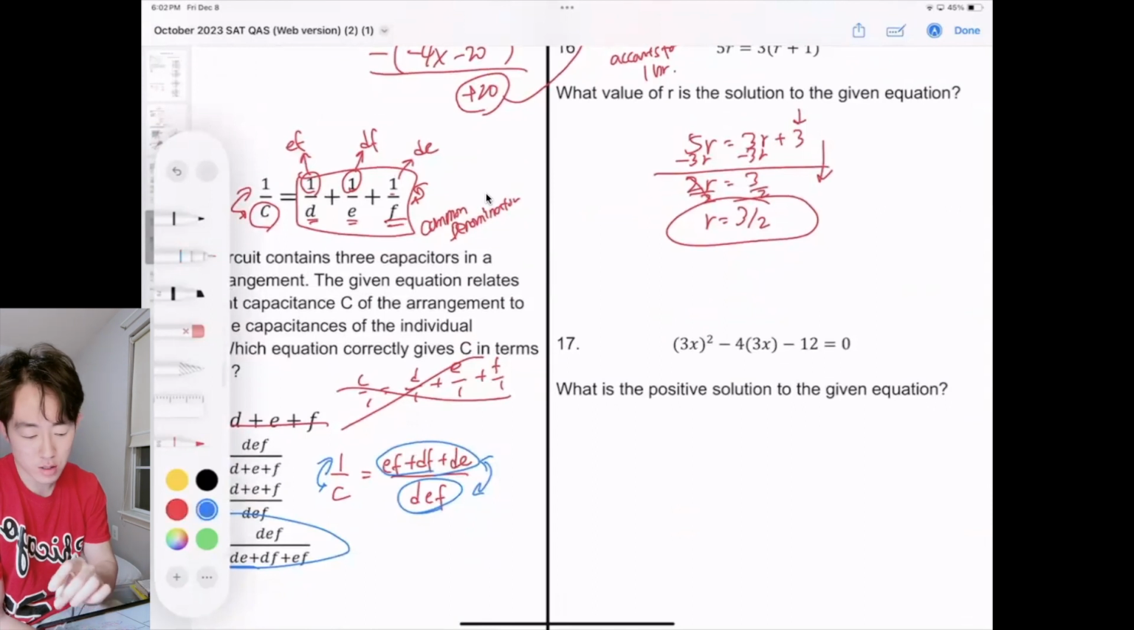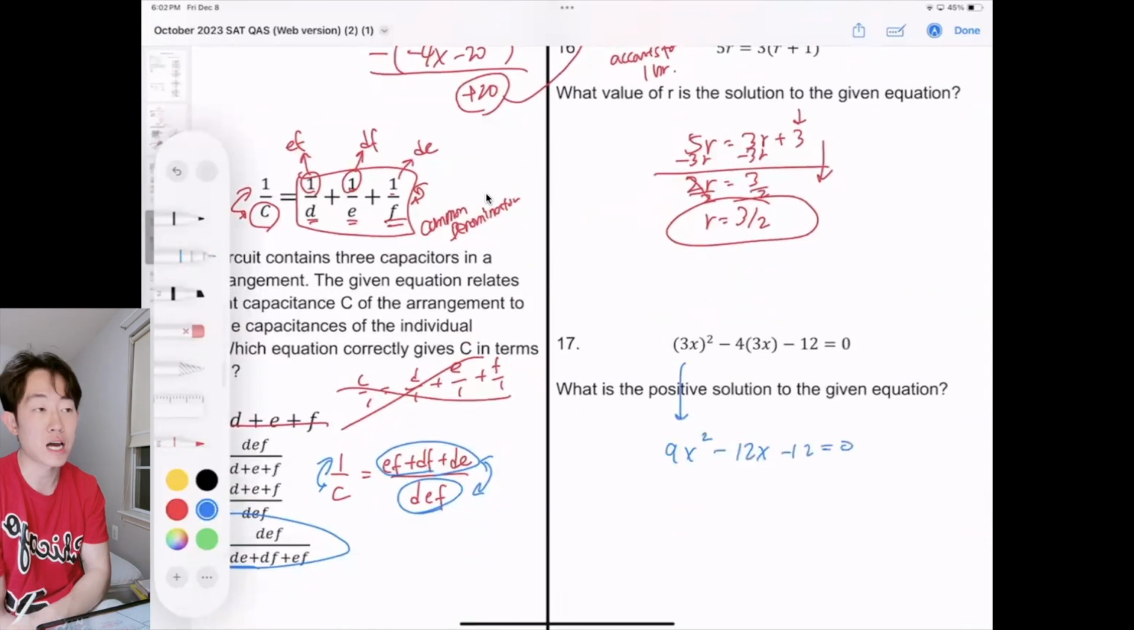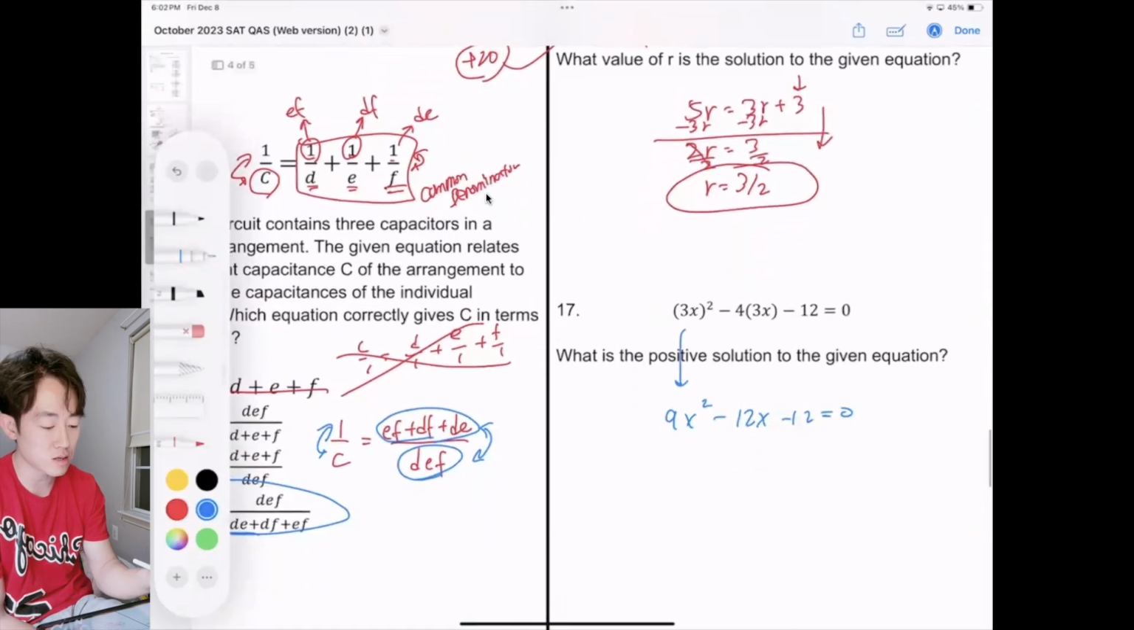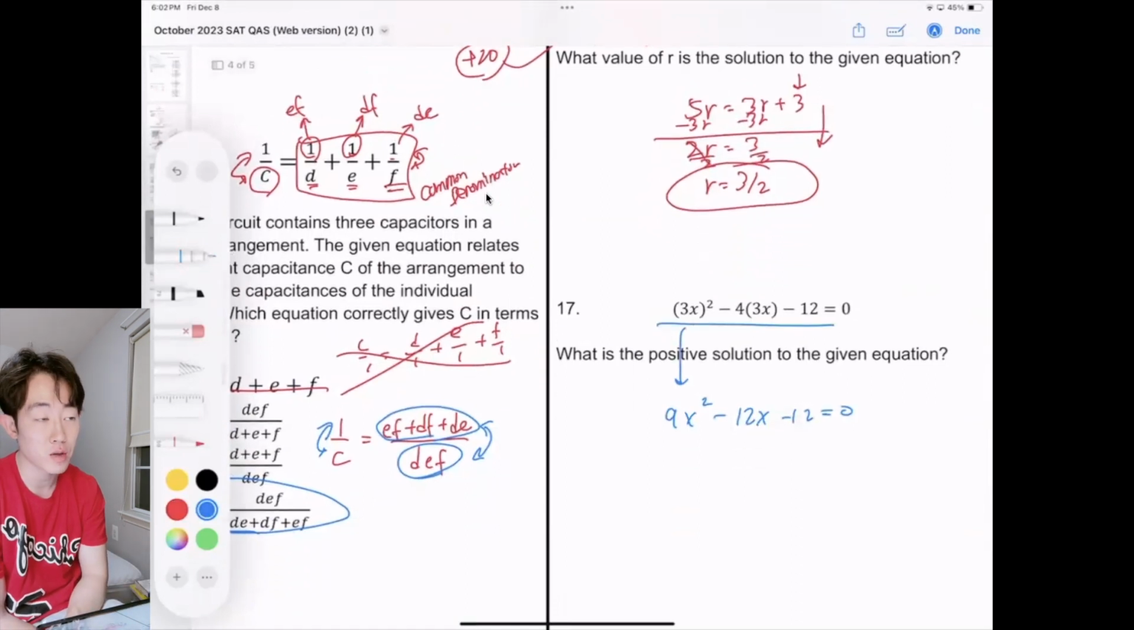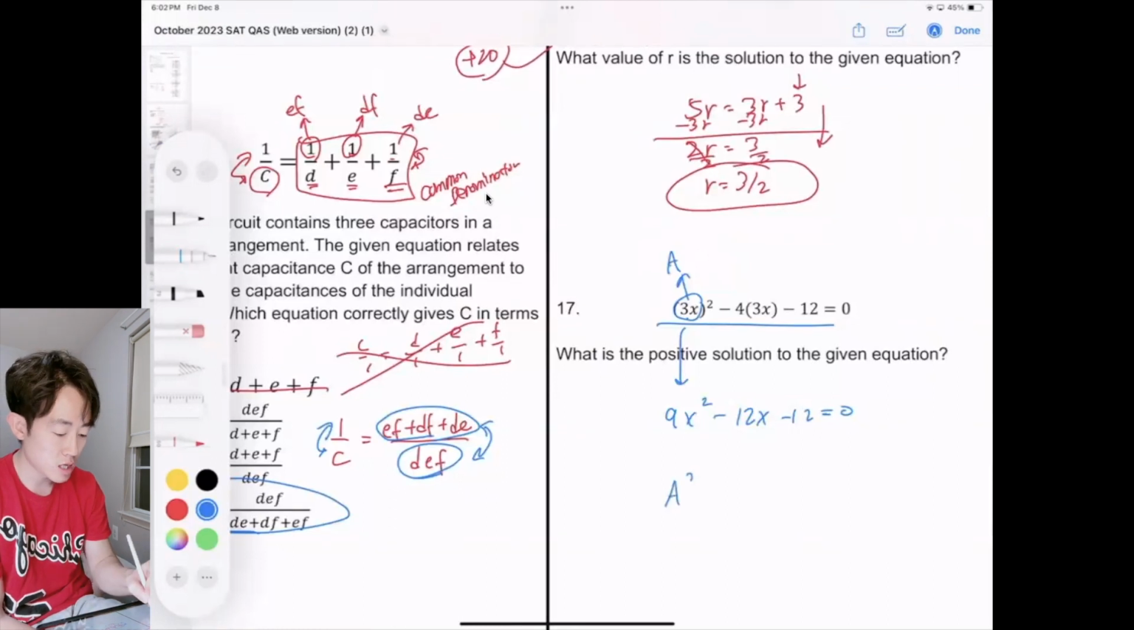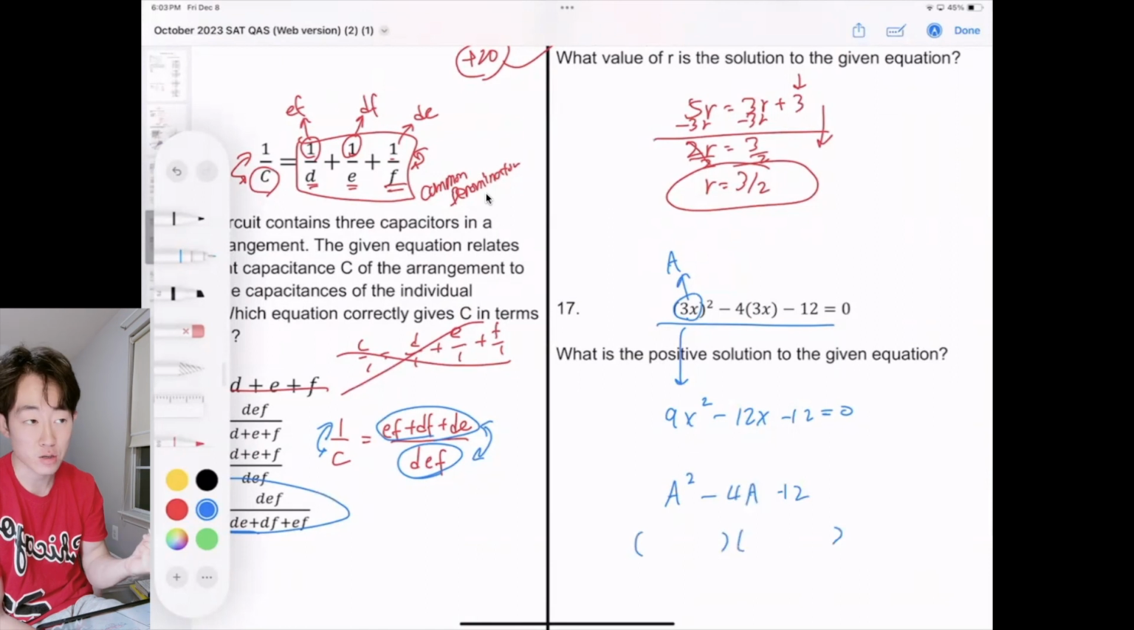All right. So I had seen some students who actually do this, which I don't like. It's okay, but I wouldn't do that. I would just consider this as a quadratic expression and consider 3x as a variable. Call this gigantic thing capital A, like make a substitution. Then you do A squared minus 4A minus 12, which makes factoring a lot easier.